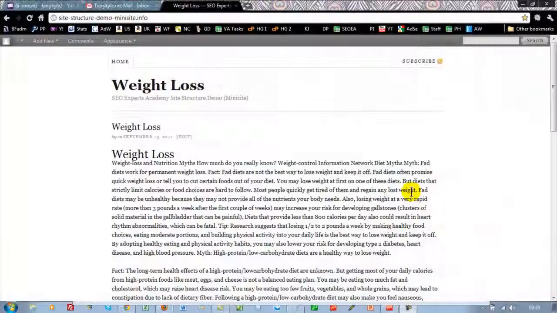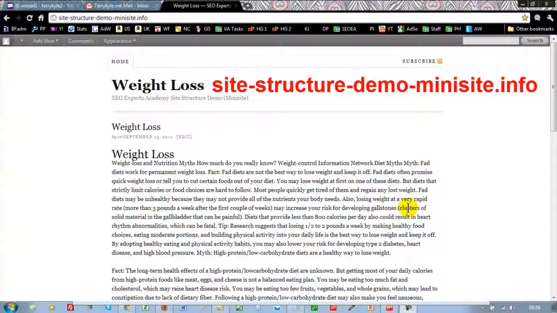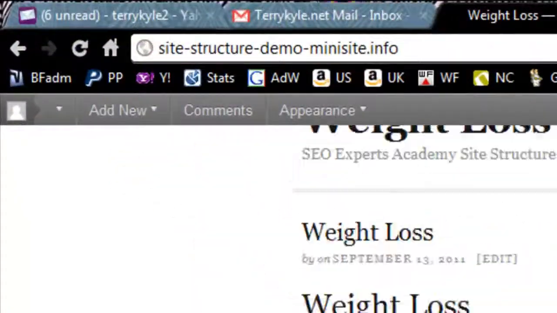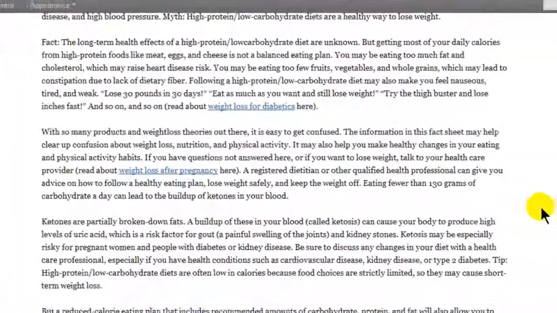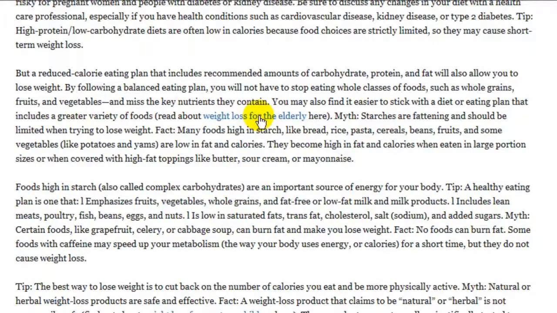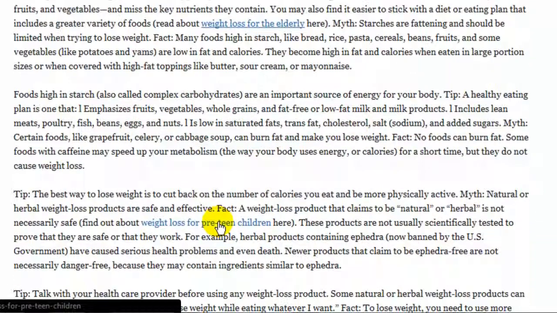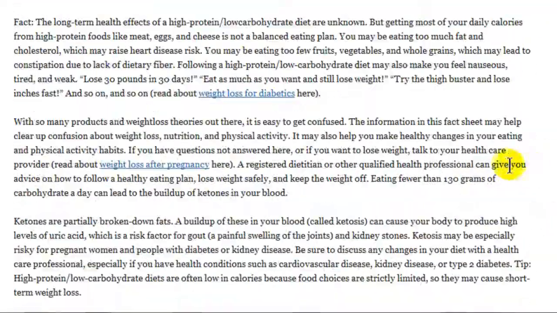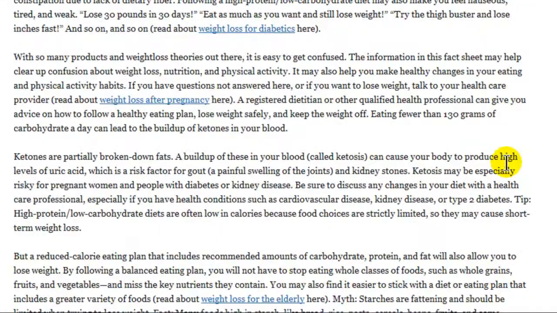That's it. So here we are on our demonstration site, and I'll put the URL up on the screen at site-structure-demo-minisite.info. And this is the home page here, and you'll remember I talked about building in contextual links on the home page to the various inner pages, and you can see them here with read about weight loss for the elderly here, weight loss for preteen children, the link there, weight loss for obese teenagers, and so on. So of course you can go to this site and see exactly how it works.